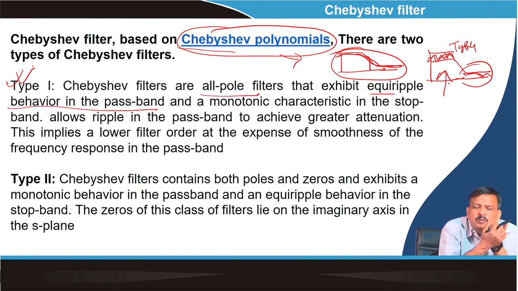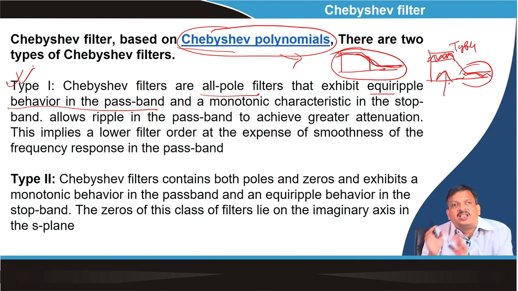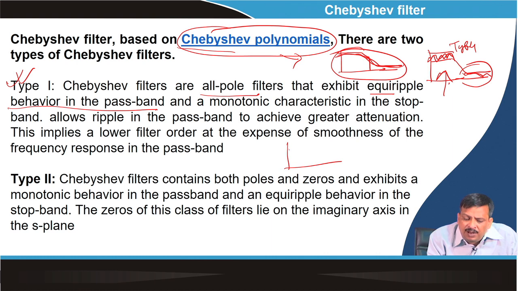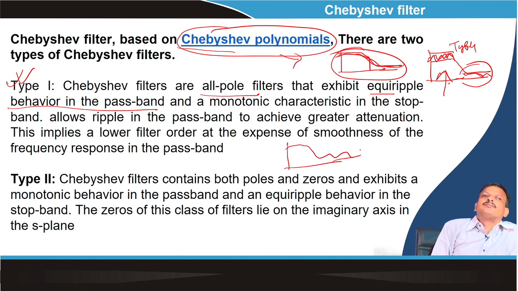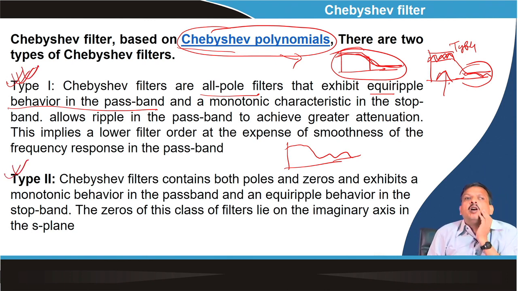And what is type 2? It contains both zeros and poles, but it does not have a ripple in the pass band, but it has a ripple in the stop band. So the type 2 filter has a ripple in the stop band, but there is no ripple in the pass band. It is a pole-zero filter. So type 2 is a pole-zero filter, and type 1 is an all pole filter.